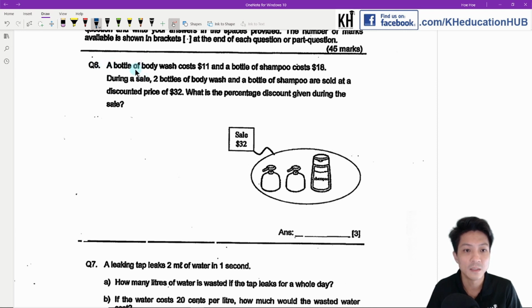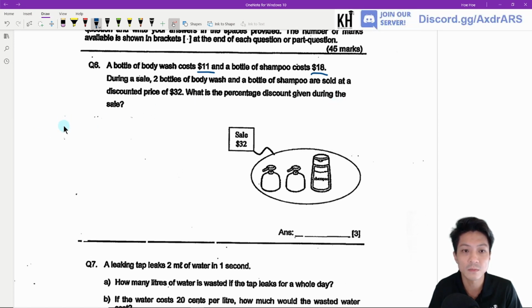Question 6. A bottle of body wash costs $11 and a bottle of shampoo costs $18. During a sale, 2 bottles of body wash and a bottle of shampoo are sold at a discounted price of $32. So what's the percentage discount given during the sale?